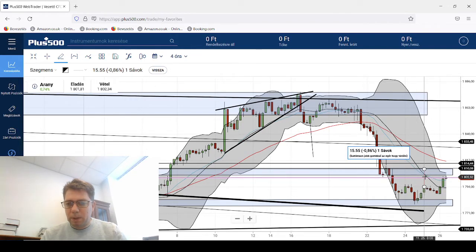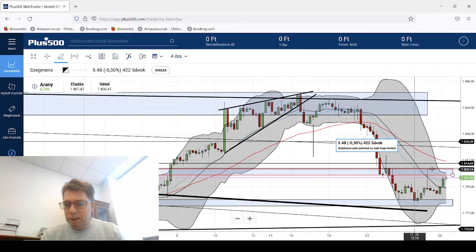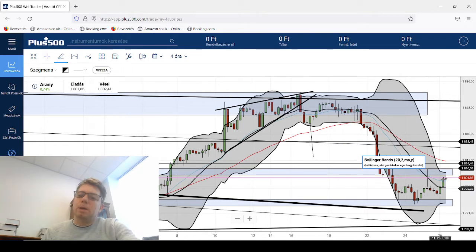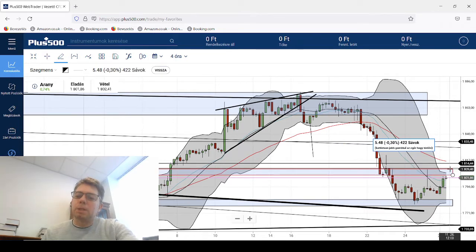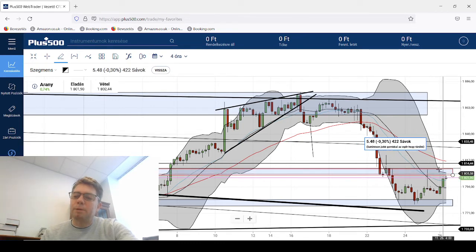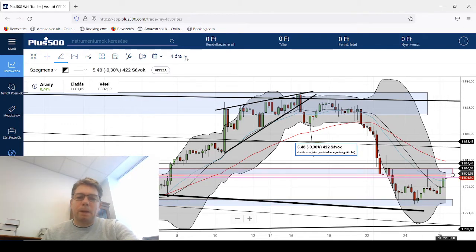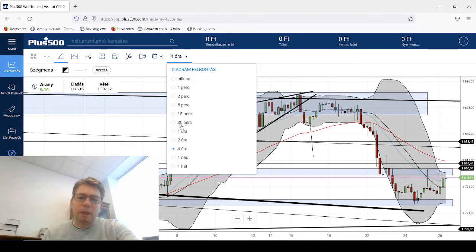So the price target is exactly this area, 1810. So I think we are on our way to 1810. At 1810 we will see what happens. We will see if we break above, or we spend some time here, or even we might pull back here. We will see.